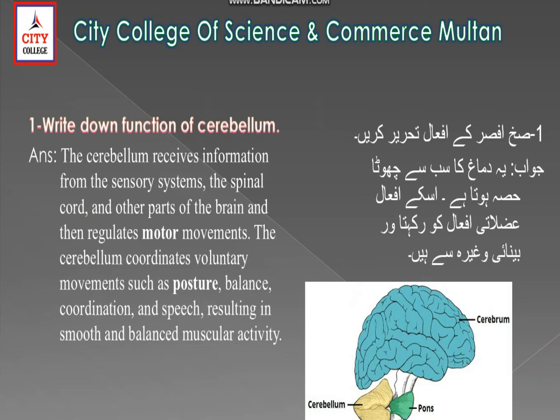Write down function of cerebellum. The cerebellum receives information from sensory system, the spinal cord, and other parts of the brain, and then regulates motor movement. The cerebellum coordinates voluntary movements such as postures, balance, and coordination in speech, resulting in smooth and balanced muscular activity.